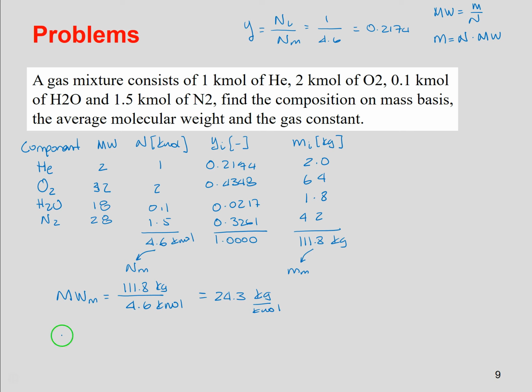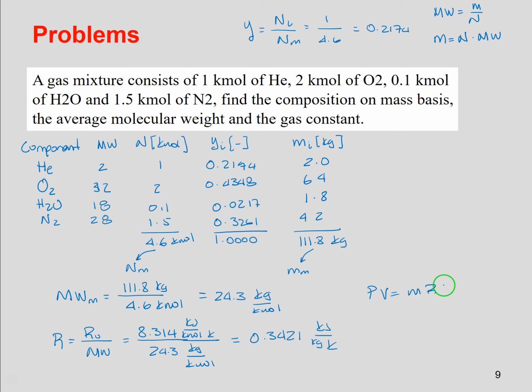finally, for the gas constant, we studied that the gas constant will be the universal gas constant divided by the molecular weight. As we talked about, if we use our ideal gas model, this will be the gas constant for this mixture. So we have found the composition on mass basis, the average molecular weight, and the gas constant. So this is for our first problem.